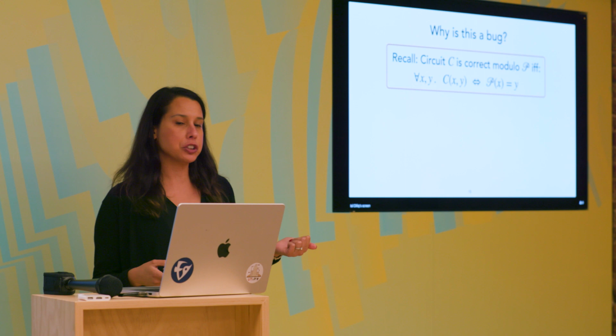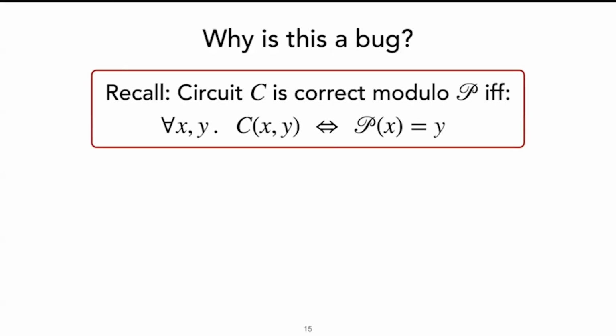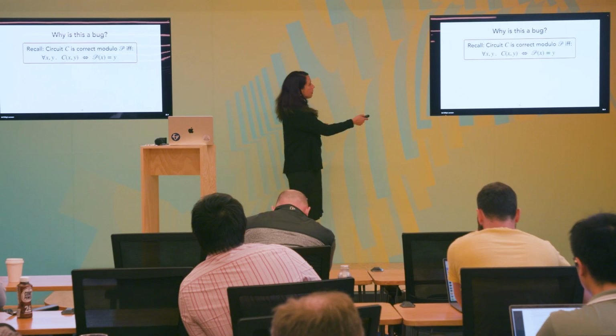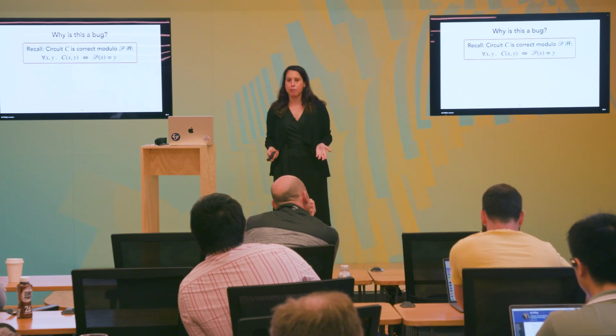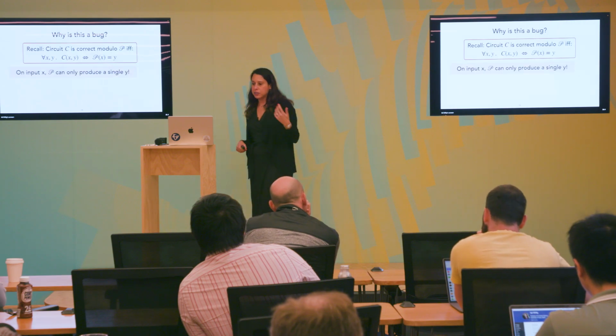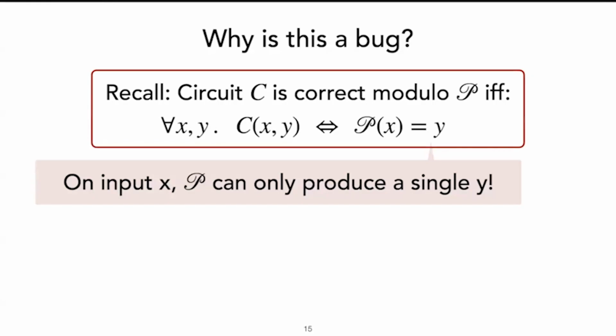So recall our definition of equivalence, right? Remember that equivalence says C of X,Y should evaluate to true if and only if P of X is equal to Y. And this computation P that we're interested in is typically some deterministic computation, right? So basically, that means on a given input X, P can only produce a single Y.